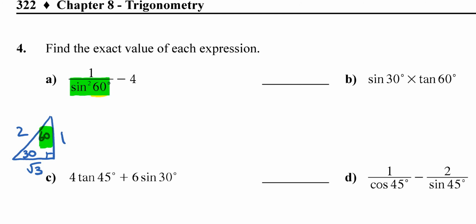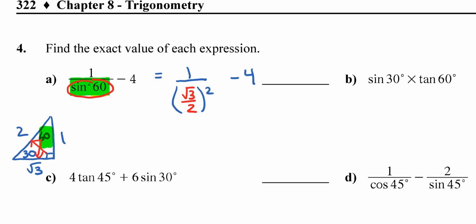So here's my 60. What's the ratio for sine of 60? Well, it's your opposite over your hypotenuse. So it's root 3 divided by 2. Okay, so if I had to redo this, this will be 1 over. And then this sine squared of 60, that's really root 3 divided by 2. And you're squaring that. And then the minus the 4 there.